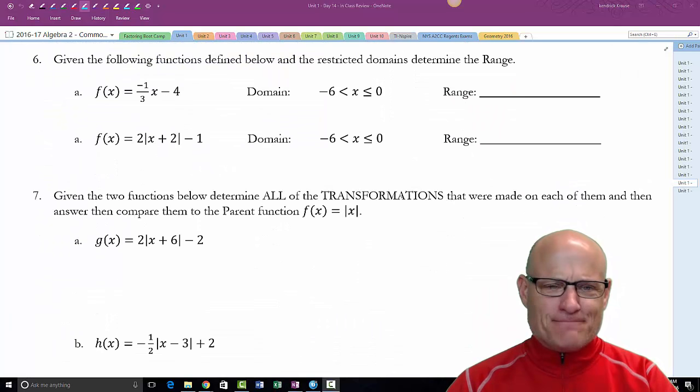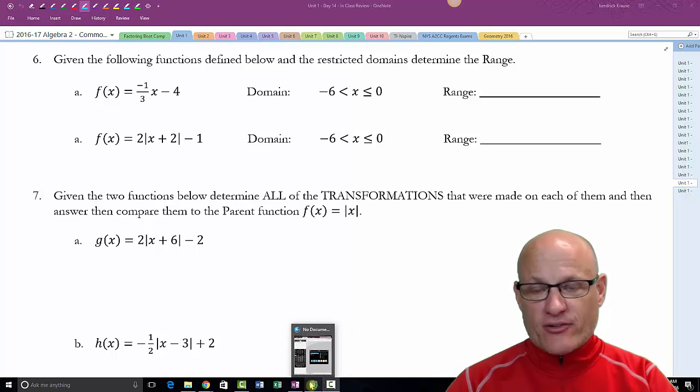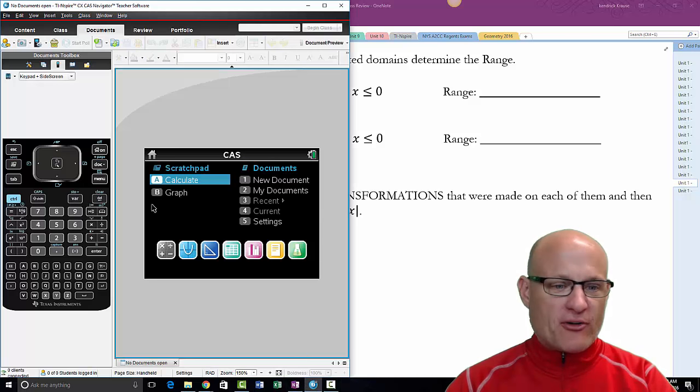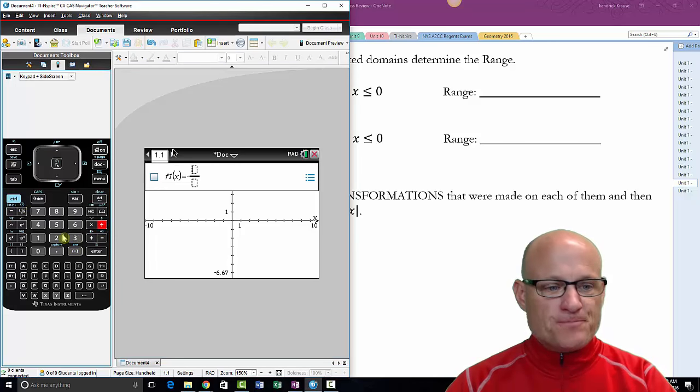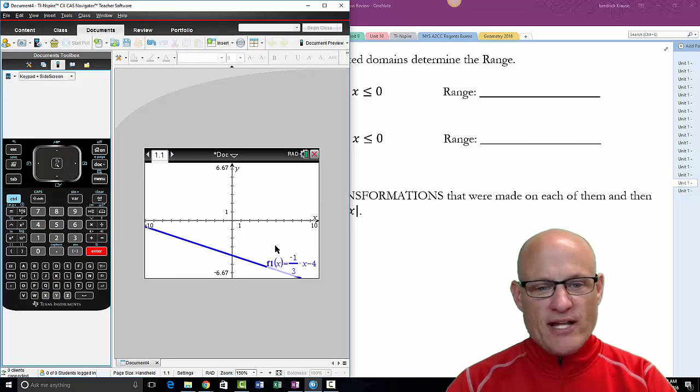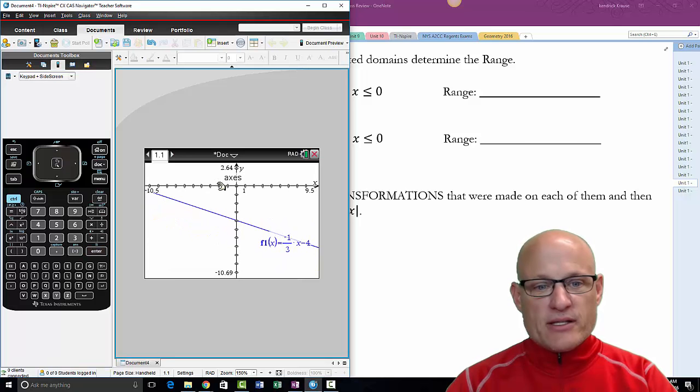Okay, let's try this again. So, I think maybe what I'm going to want to do, I say again because I just done it twice and I wrote the wrong answer down twice. I don't know what I'm doing. So what we're going to do is we're going to grab our graphing calculator and we're going to graph this thing. So the function is -1/3 x minus 4. So that's what it looks like. But we can only go from -6, which is over here, to 0, which is over here.